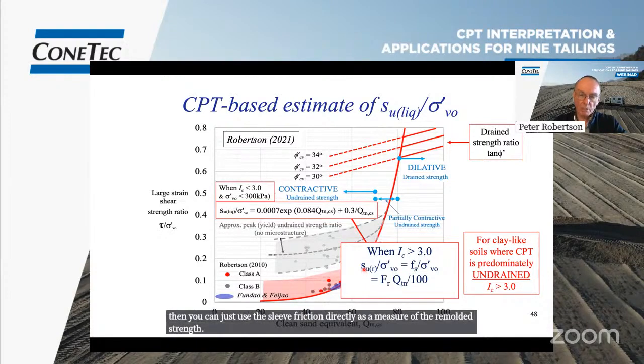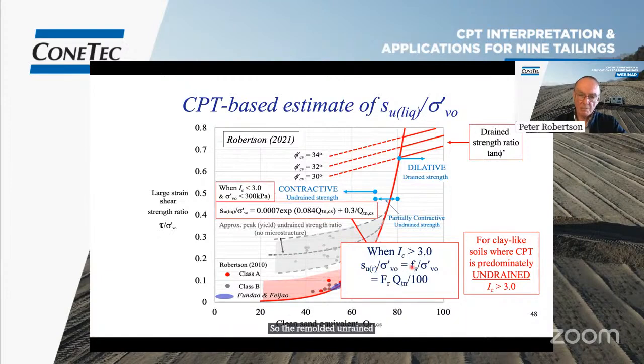So the remolded undrained strength ratio is the sleeve friction divided by the vertical effective stress, which happens to work out that it's the friction ratio times the normalized cone resistance divided by 100. Because when Ic is greater than 3, the stress exponent is 1, and so that's the way it works out.